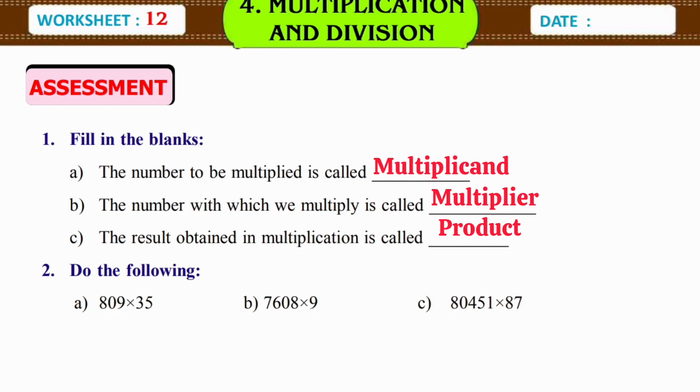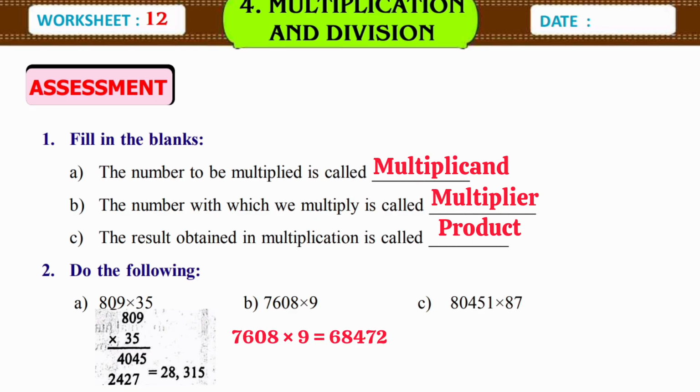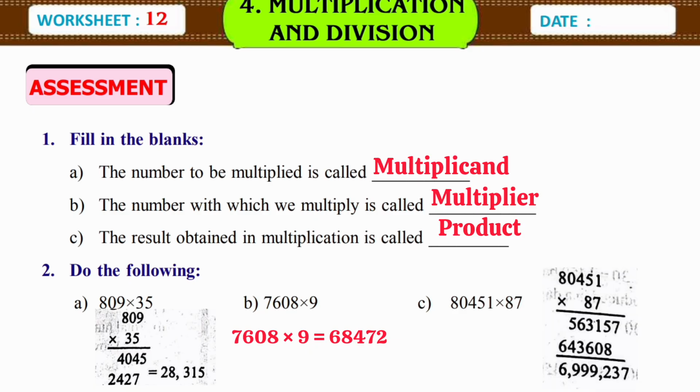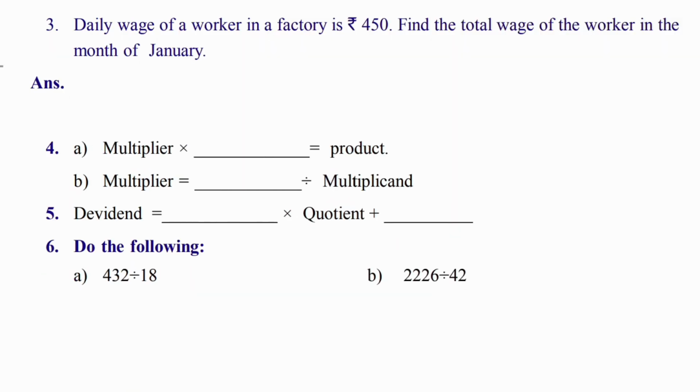Okay. So let's move on to the second Roman, which is do the following. Here we have to do the multiplication for the given numbers. Okay, so first number is 809 multiplied by 35. So we'll get the answer 28,315. Okay, next one, multiplication of 7,608 by 9. You will get the answer 68,472. Next one, 80,451 multiplied by 87. Our answer will be 69,99,237. Got it?